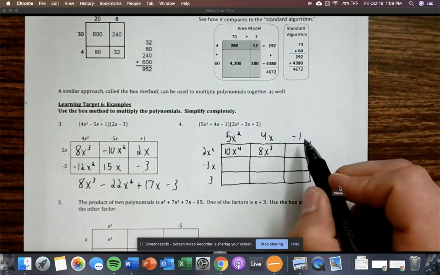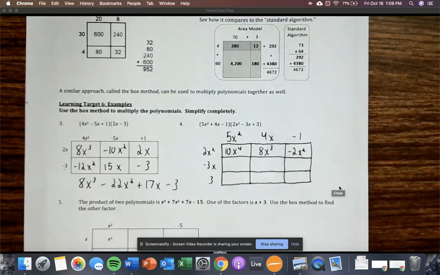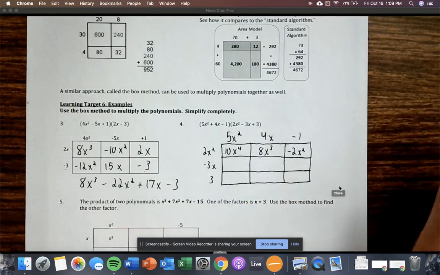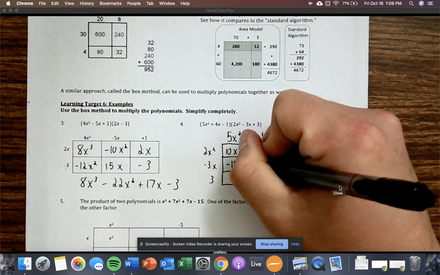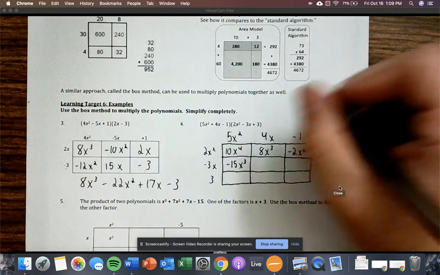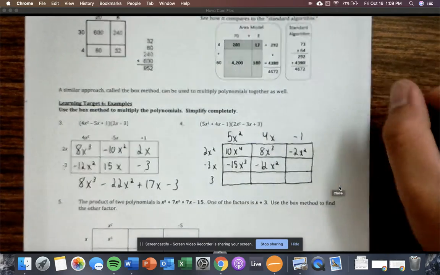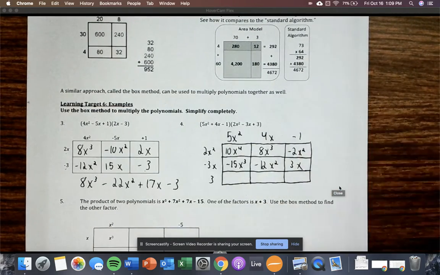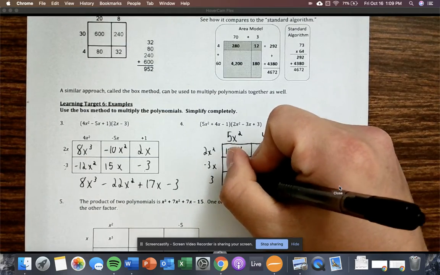And then 2x squared times negative 1 is just negative 2x squared. And we do the same thing here. Negative 3x times 5x squared is negative 15x cubed. Negative 3x times 4x is negative 12x squared. Negative 3x times negative 1 is positive 3x. Then we have 3 times 5x squared is 15x squared.